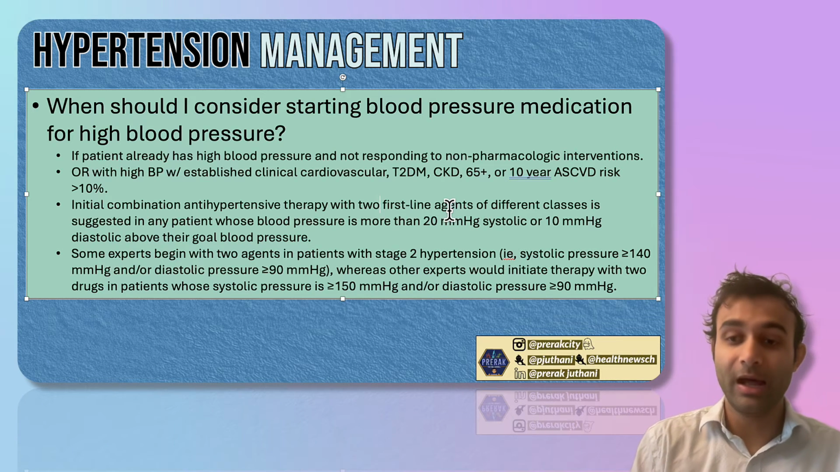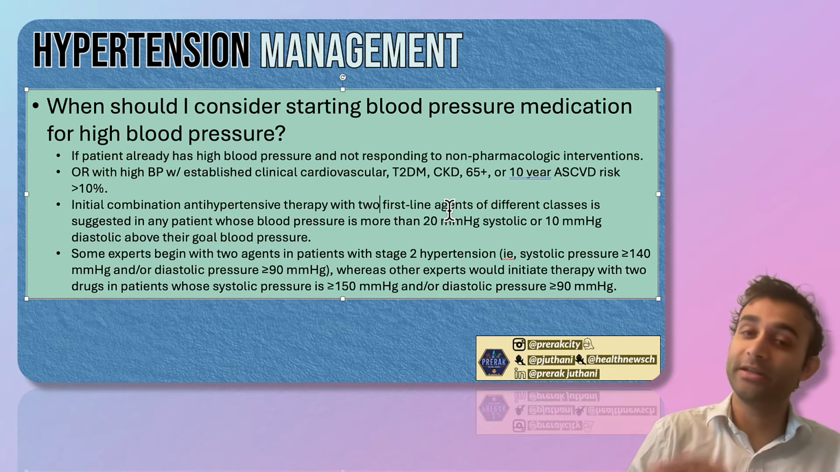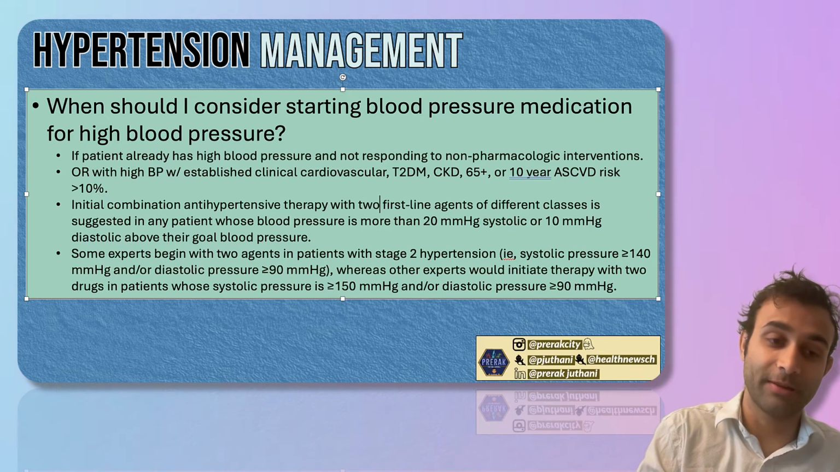And so now let's just talk about what sorts of medications we should be thinking about. And for this, I want you to take away that there are 3 first-line medications for hypertension.